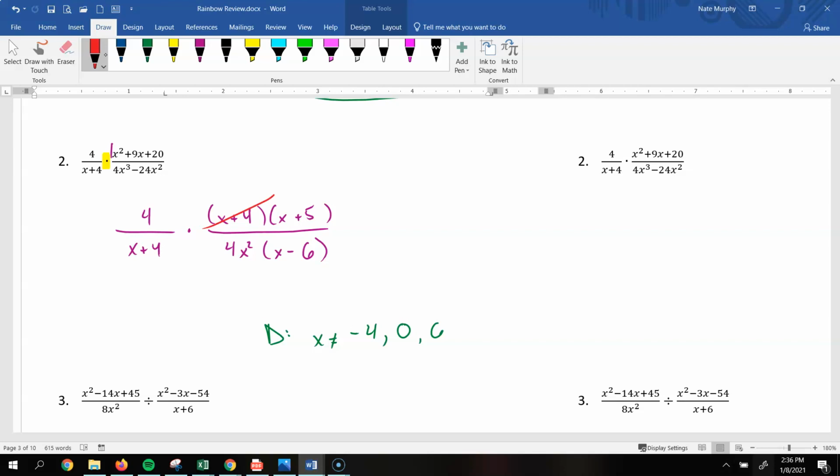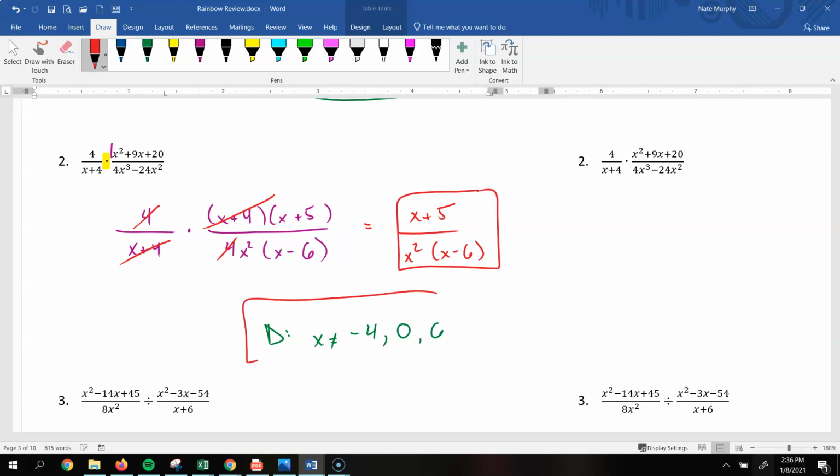As far as canceling things out, the only thing I can do is x plus 4 cancels out of both of those, and the 4's cancel out too. So we're left with x plus 5 in the numerator over x squared times x minus 6. And then we would have this restriction in that domain.